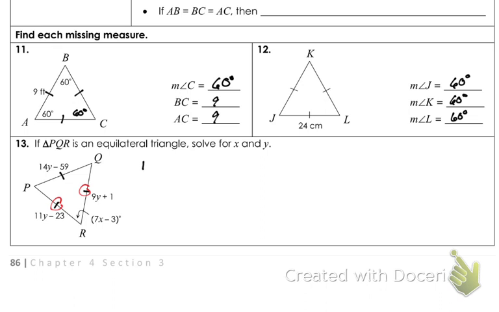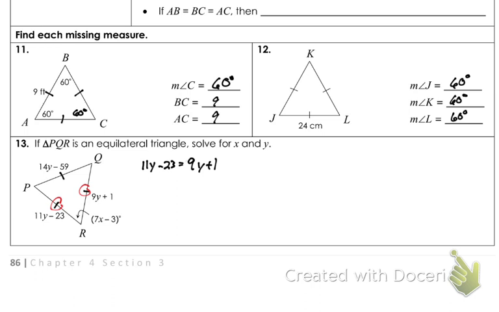So I'm going to go with 11y minus 23 equals 7x minus 3. No. Oof. Brain die for a second. I want to make it equal to 9y plus 1. There we go. All right, I need all the y's to one side.